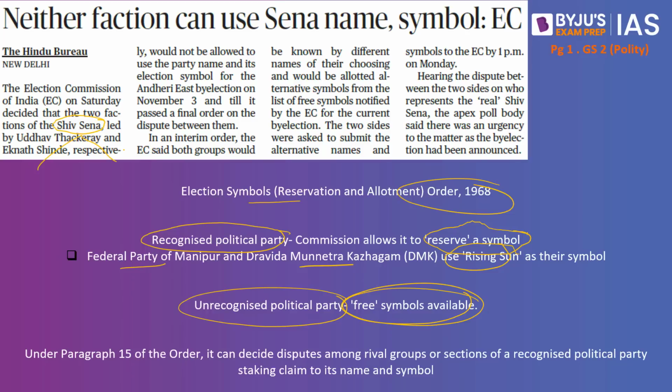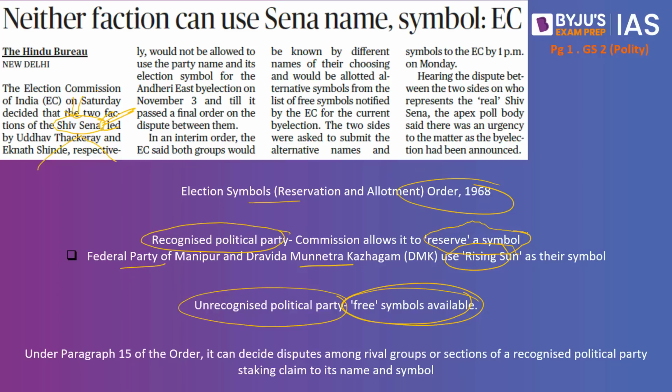Two rival groups are claiming the same name as well as the same symbol. So at this particular moment, because there are two rival groups within the same political party seeking the same name as well as the same symbol, how will the Election Commission of India deal with it? Whenever there is a dispute between rival groups within the same political party, the Election Commission of India immediately steps into the process.